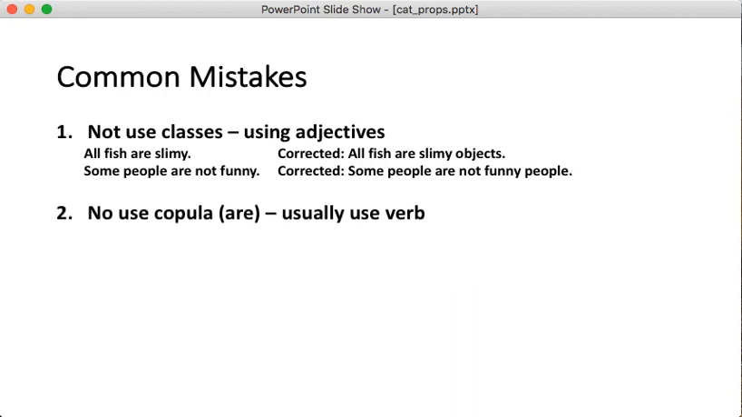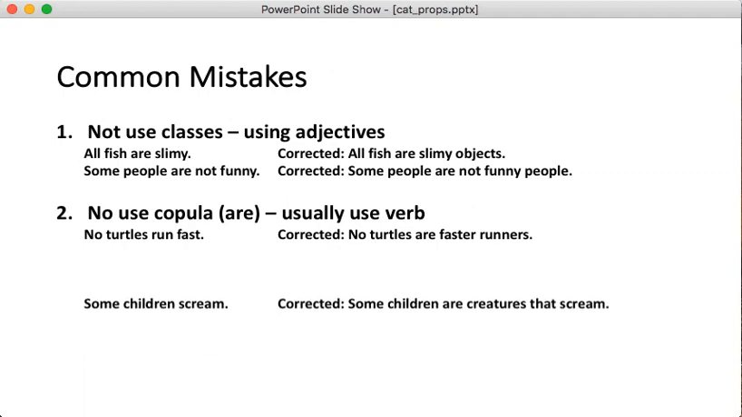Second, and this one is fairly common as well, people forget to use the copula, the word are. We need that in there. And instead of using a second class, they'll use a verb. So no turtles run fast. Yeah, that may be true, but turtles is a class, run fast is not. So we need to rephrase that to use two classes and then put the word are in there. So no turtles are fast runners would be a categorical proposition.